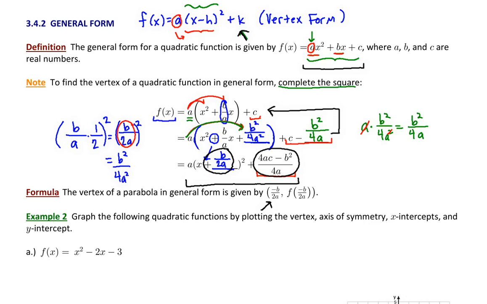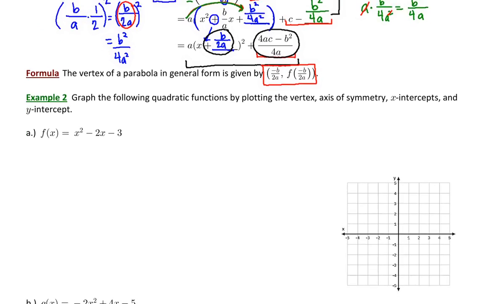It's hard to remember. So instead of memorizing that fraction, we're just going to say if I know the x-coordinate of my vertex, I can plug it into the function, and that should spit out the corresponding y value of the vertex. So here's the bottom line. What do you need to know? You need to memorize the formula for a vertex from general form. That is negative b over 2a, f of negative b over 2a.